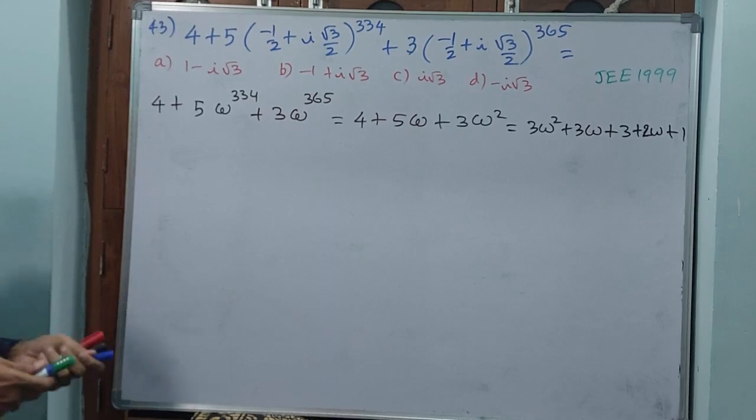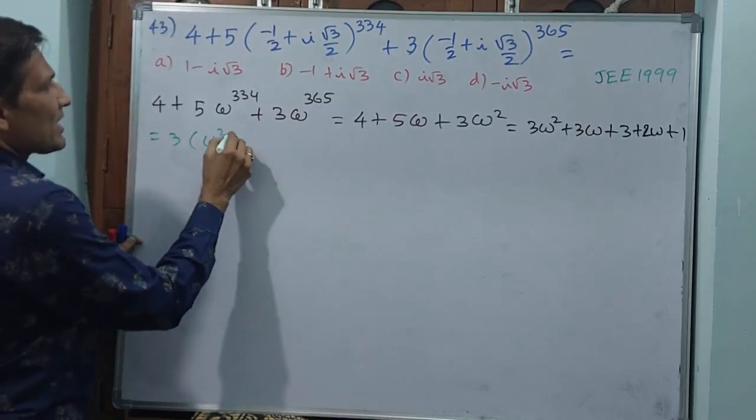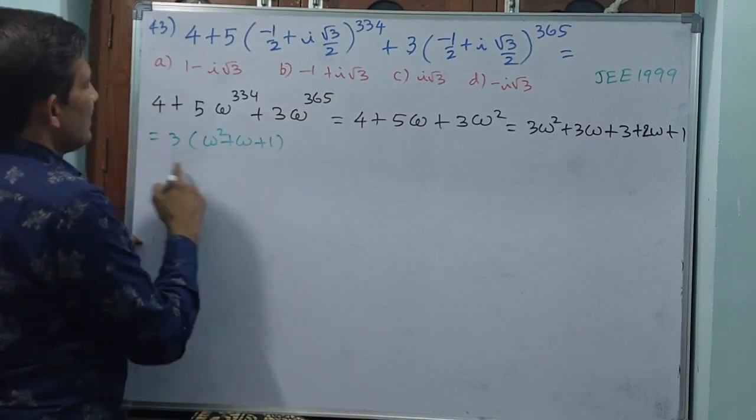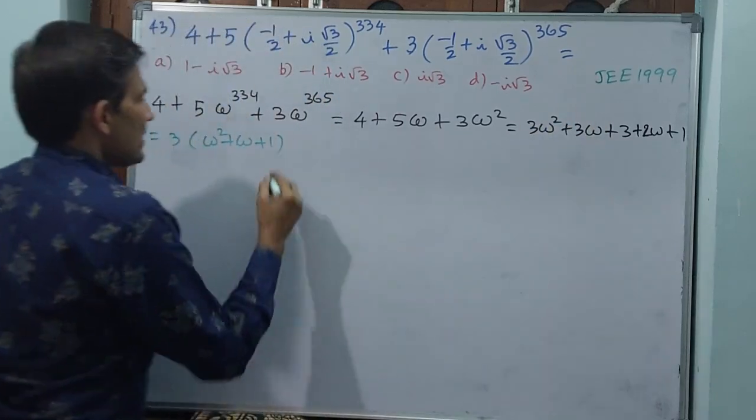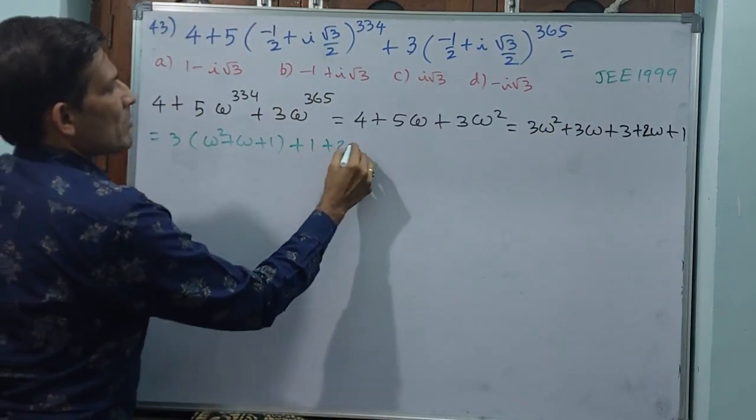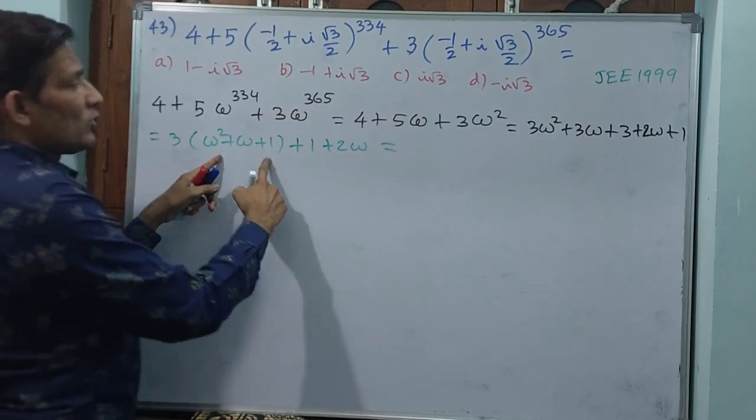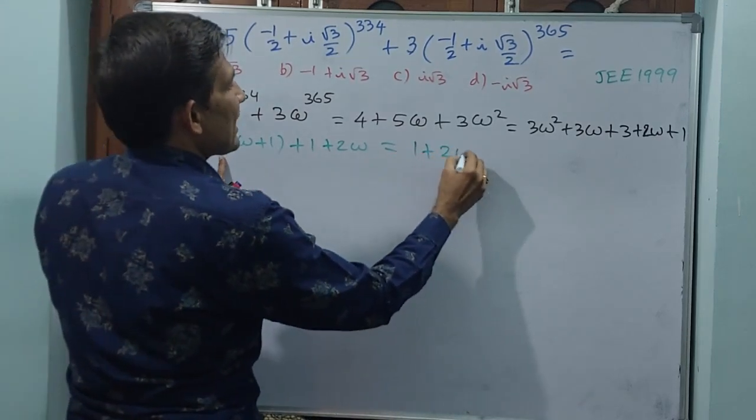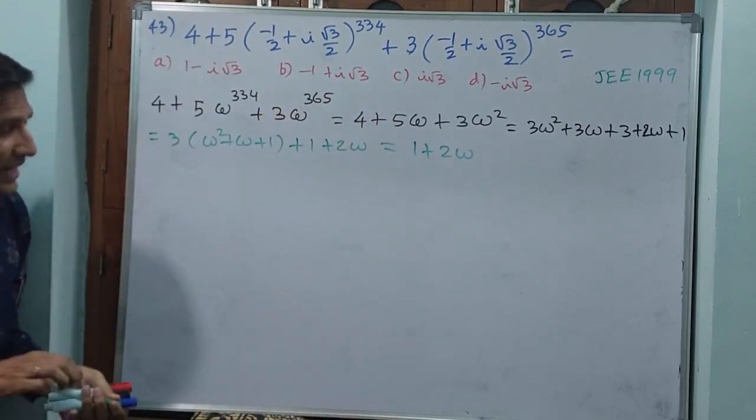See how I am tackling this. 3 I have taken common. Omega square plus omega plus 1. 3 omega square, 3 omega, 3. Okay? Plus 1 plus 2 omega. This value is 0. 3 into 0, 0. That means 1 plus 2 omega. Even 1 plus 2 omega is also not the answer. How are you going to tackle it again?